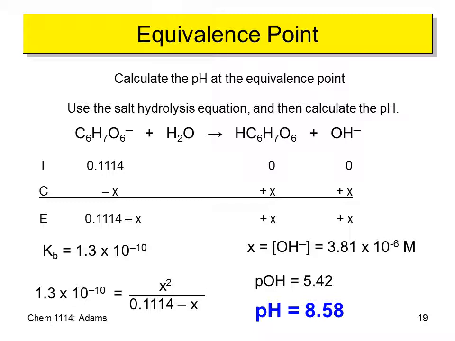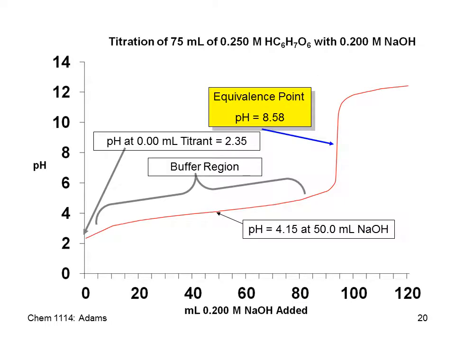The pH of a weak acid titrated with a strong base at the equivalence point must be greater than 7. Let's go ahead and put this point on the curve. And there it is.